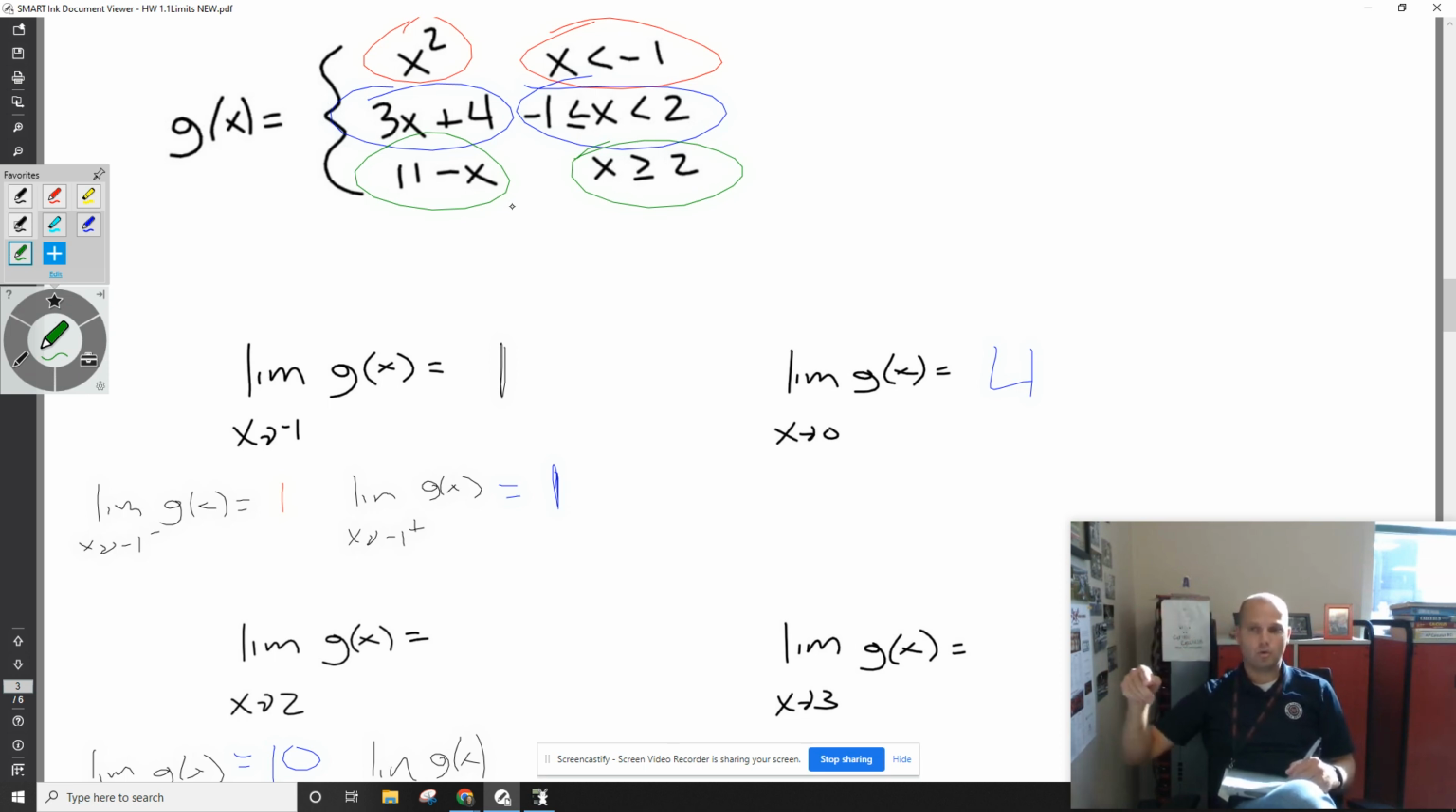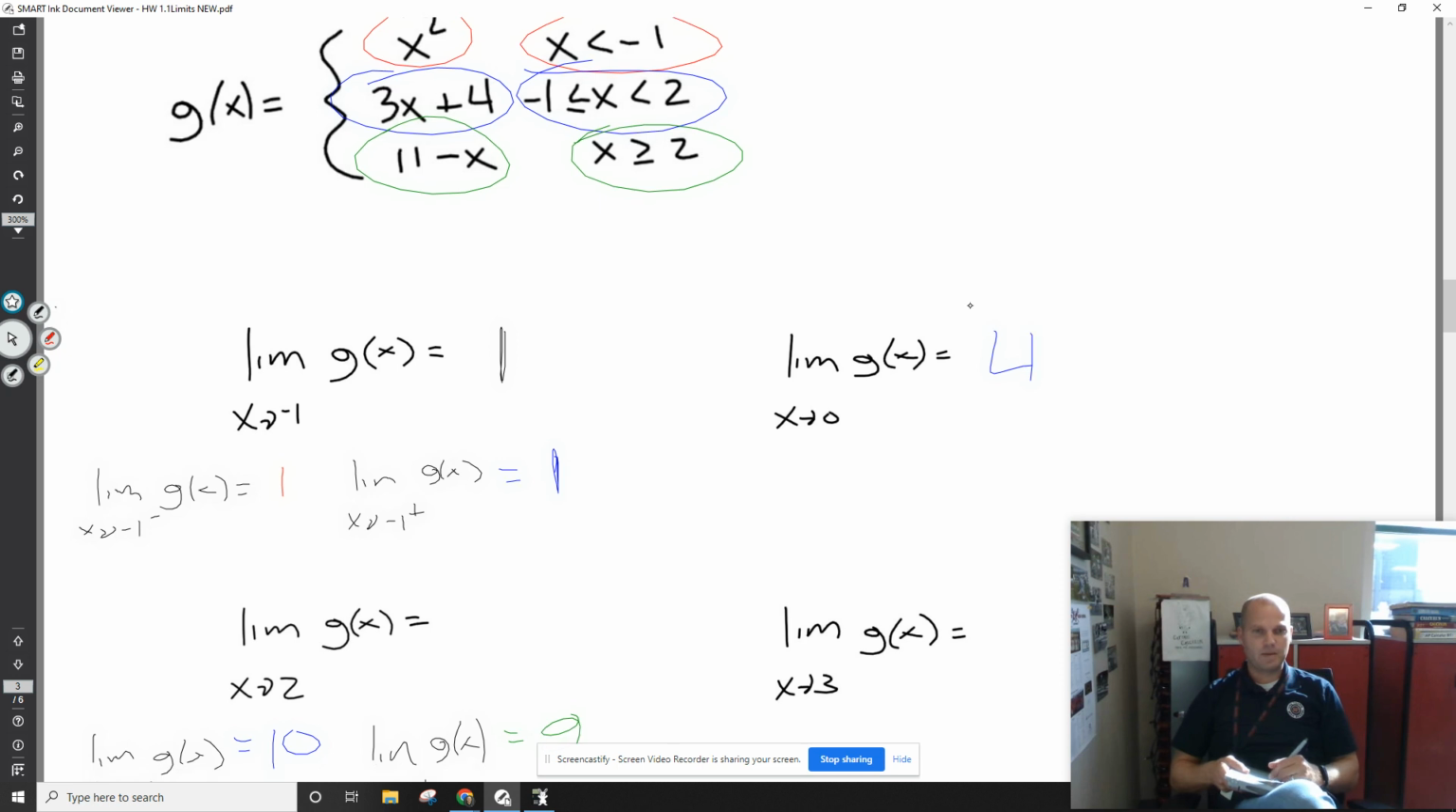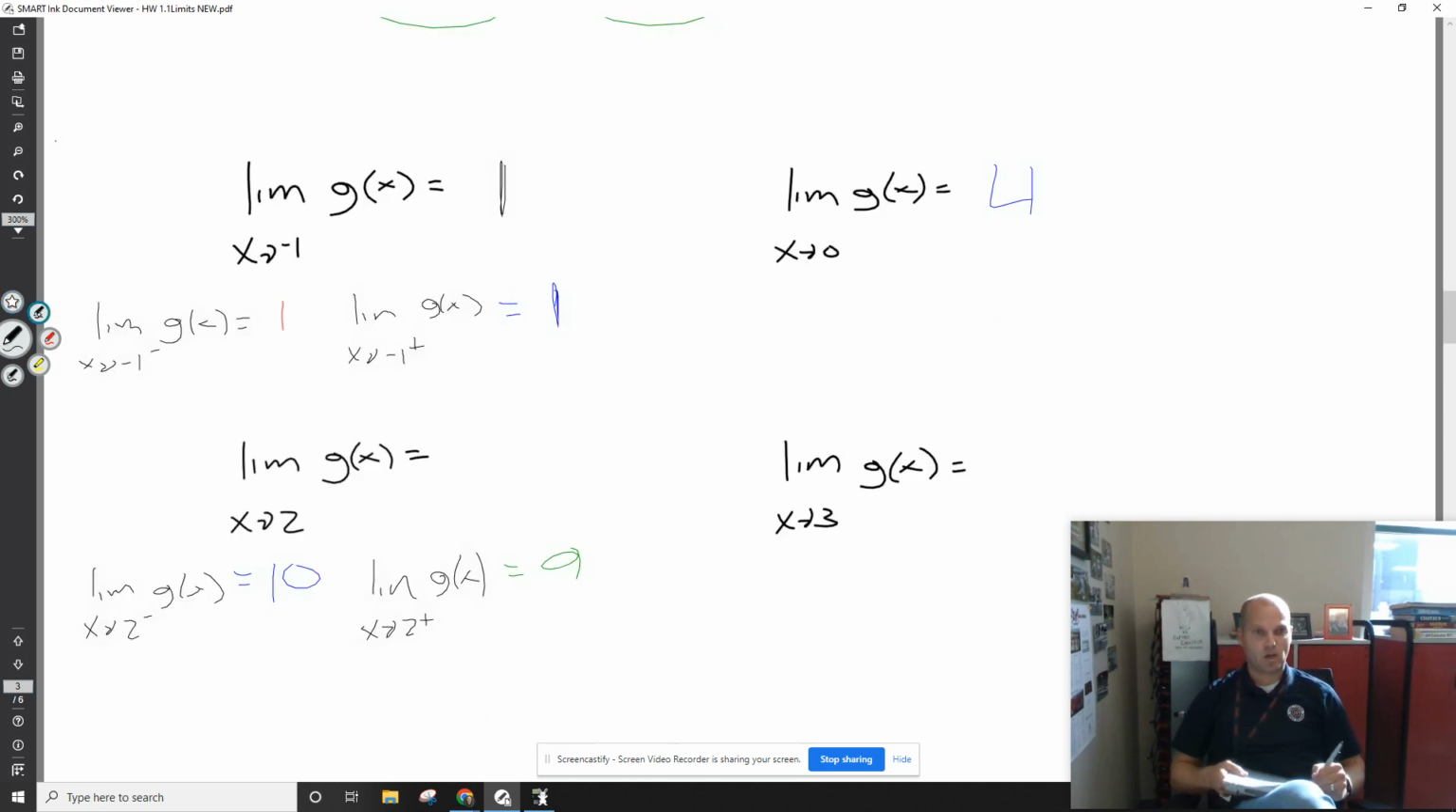11 minus 2 would be the same. It would be the value that 11 minus 2.00001 would be approaching. Okay, so we get 9. The left-hand limit does not agree with the right-hand limit, so this limit here does not exist. These pieces don't connect. One's a little bit higher to the left than the other one to the right.